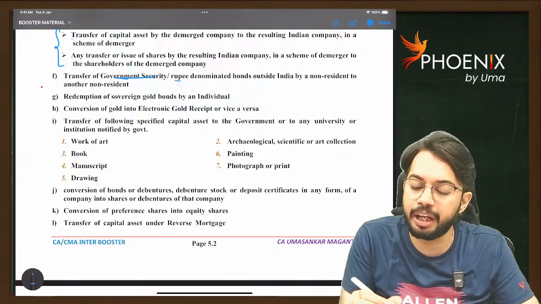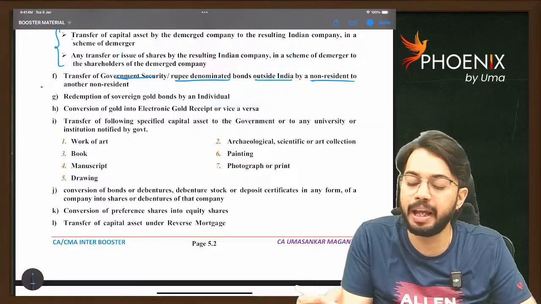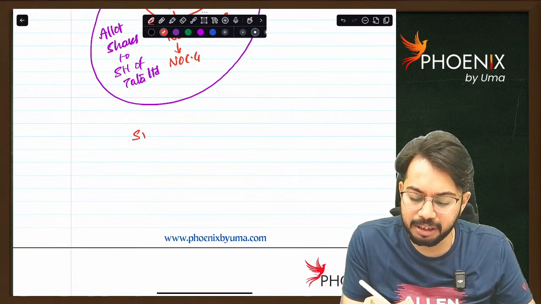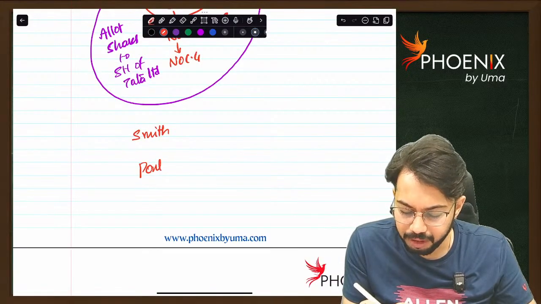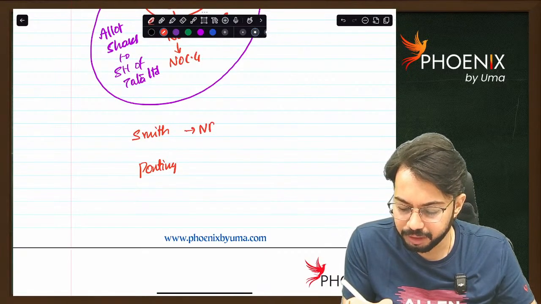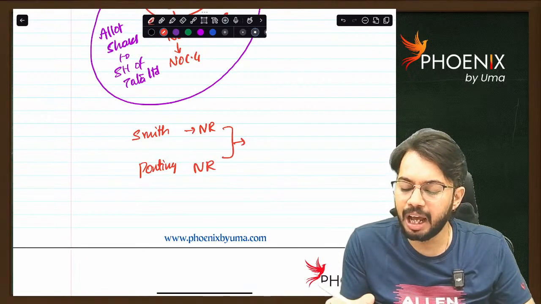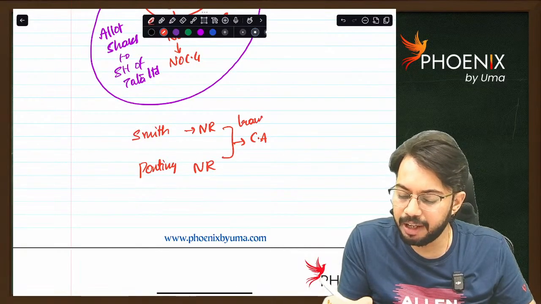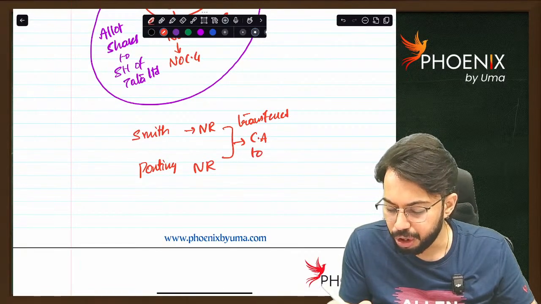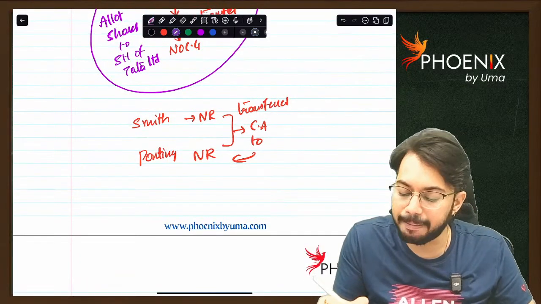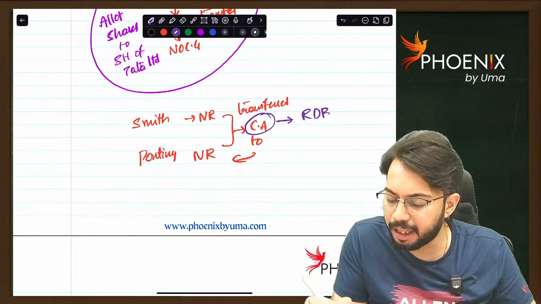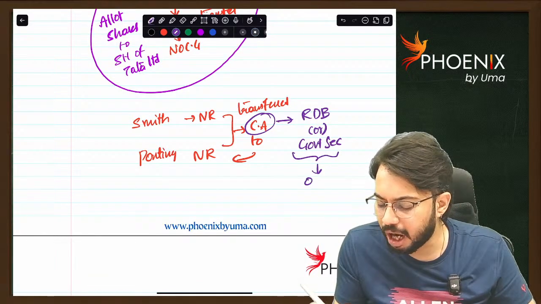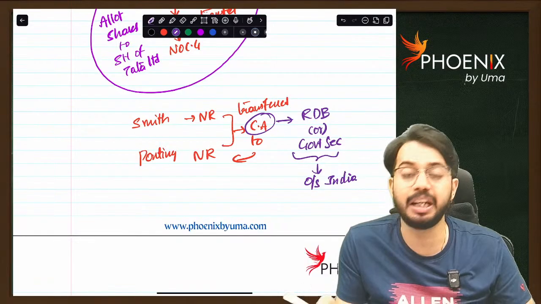Transfer of government security, rupee denominated bond outside India by a non-resident to another non-resident. See, there are two non-residents, Steve Smith and Ricky Ponting. Both are non-residents, right? So Steve Smith transferred capital asset to Ricky Ponting. Now, what is that capital asset? That capital asset is rupee denominated bond or government security. They are transferring this capital asset outside India, in Australia.